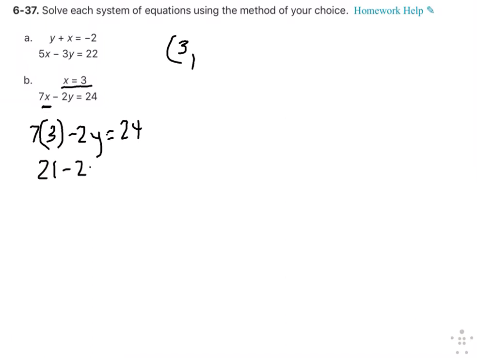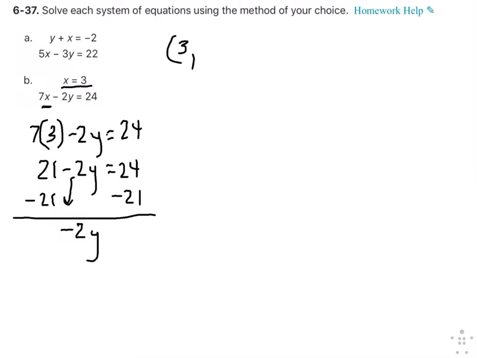21 minus 2y equals 24. Subtract 21 from both sides, right? Minus 21, minus 21. And I get negative 2y. Remember that negative comes with the 2y, right? It's not part of the 21, right? Okay, so negative 2y equals 3. Y equals negative 3 halves, right? So now we know it's 3, negative 3 halves.